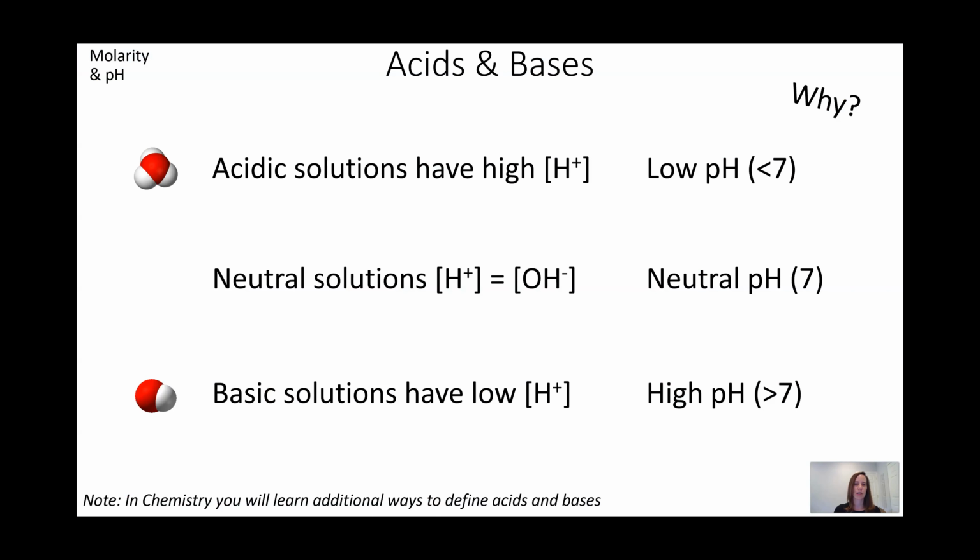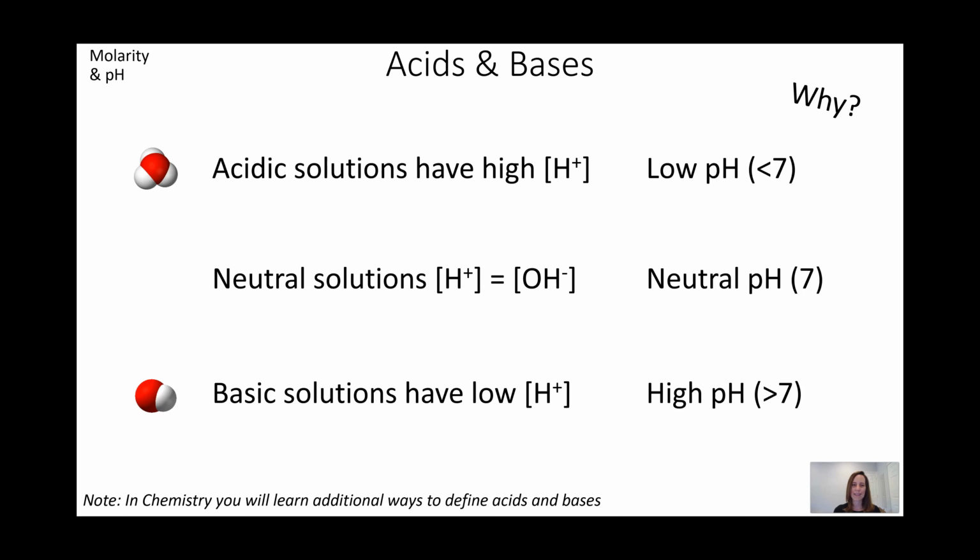So what does this have to do with anything? Well, this relates to acids and bases and pH. Acidic solutions have a high concentration, and those brackets represent concentration. Acidic solutions have a high concentration of hydrogen ions. In neutral solutions, the concentration of H plus is equal to the concentration of hydroxide. Basic solutions have a low concentration of hydrogen ions.